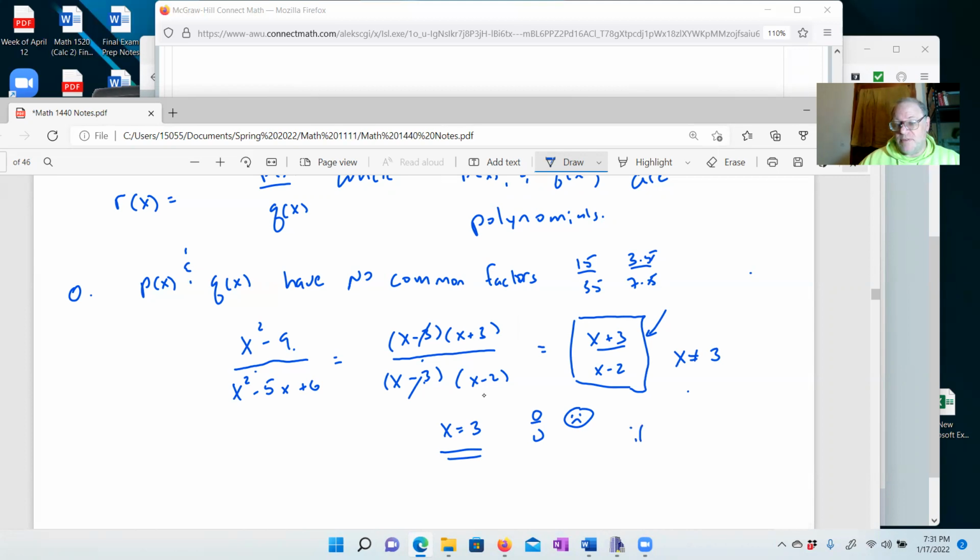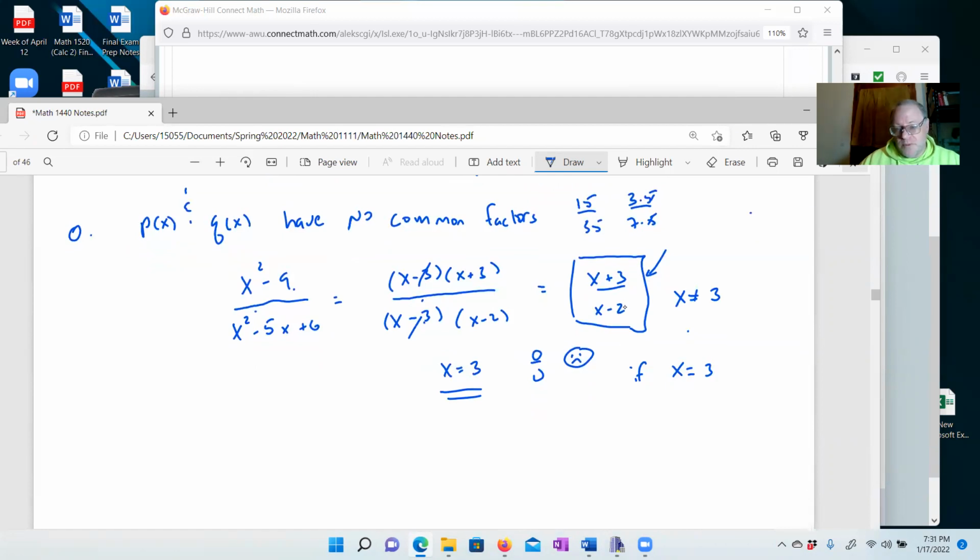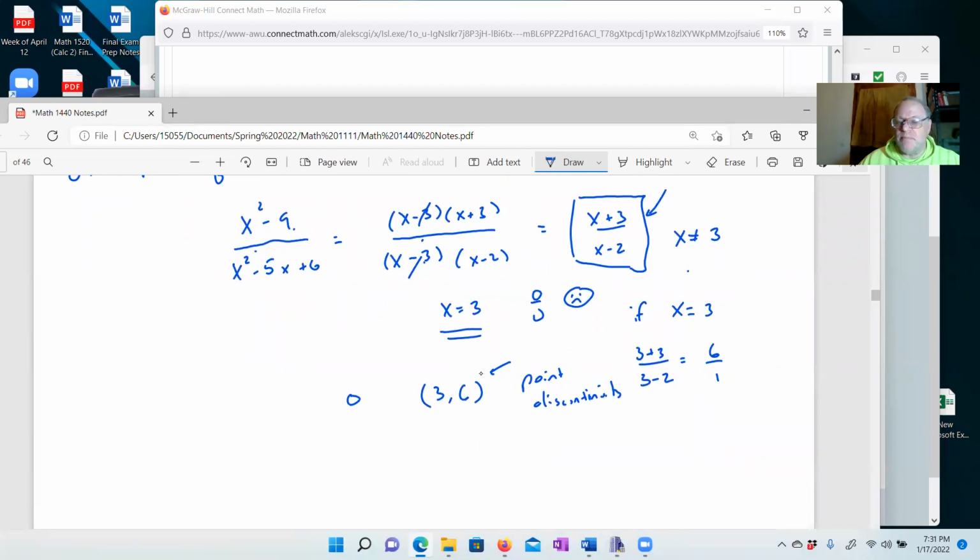So if x were to be x equals 3, just pretend with me for a moment, what we would end up with is 3 plus 3 for the numerator and 3 minus 2 for the denominator, which would be 6 over 1. So the point 3, 6, this is called a point discontinuity, which means there's a hole in the graph somewhere. So we're doing our graph. This guy here, 3, 6, this would be a hole in my graph.